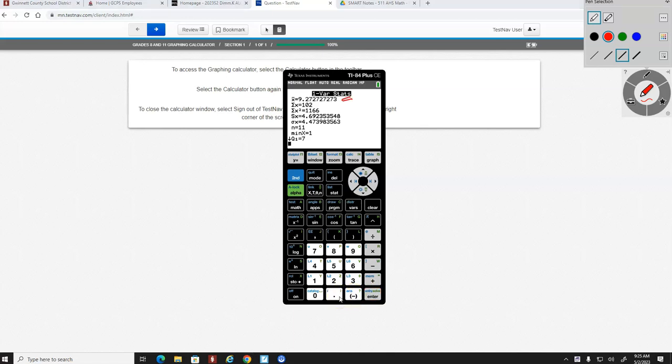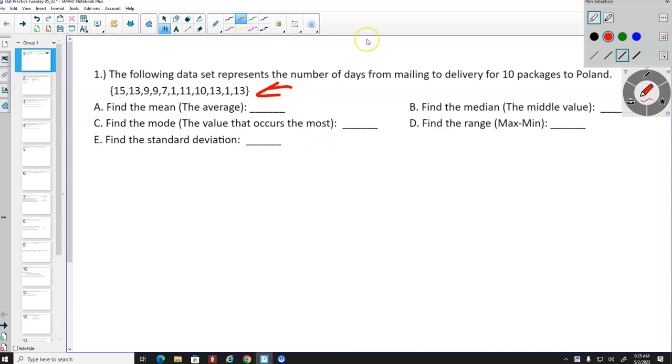So we have our mean, we have our standard deviation here. If we scroll down, we're going to have our median. So let's go back. So our mean was 9.27.